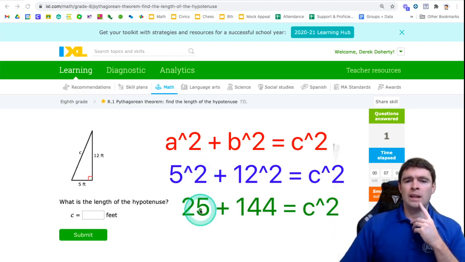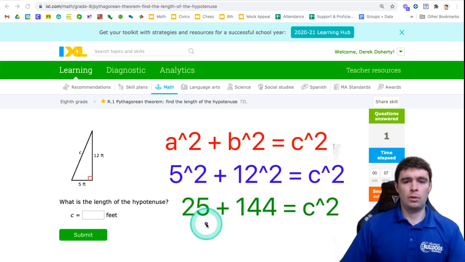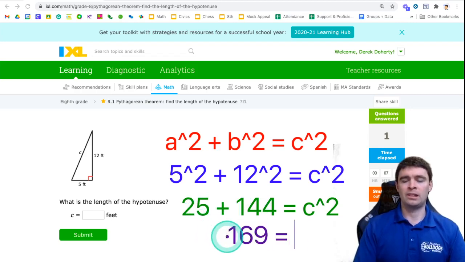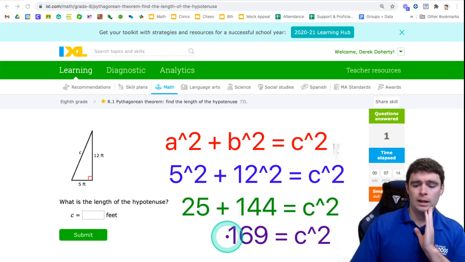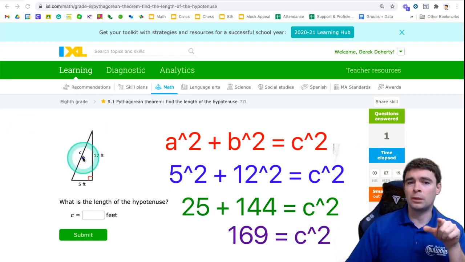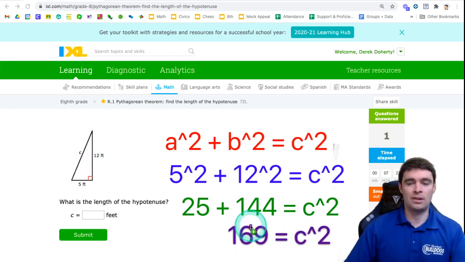Then at that point you add together 25 and 144. When I add together 25 and 144, here in purple you see they sum together to make 169. As we recall from the last problem, we don't want to know what c squared is, we just want to know what the c was that multiplied by itself to make 169, and the math operation that helps us there is to take the square root.